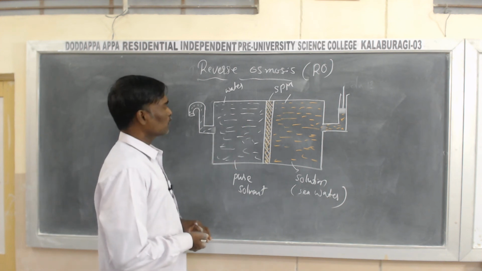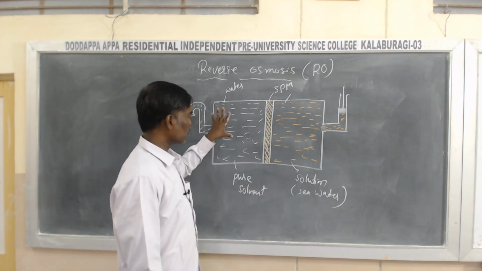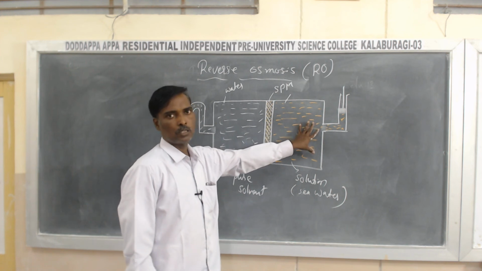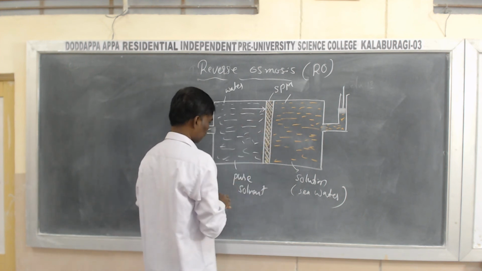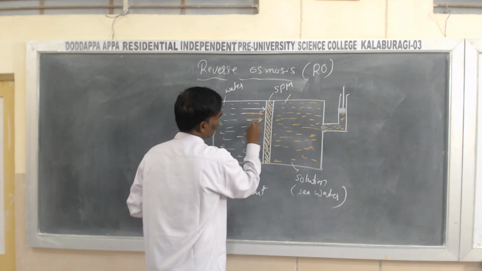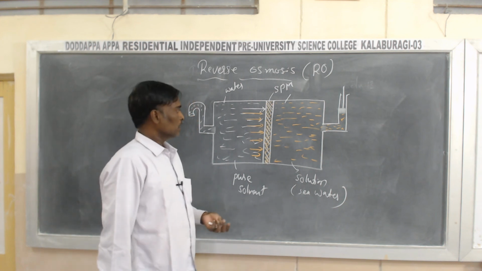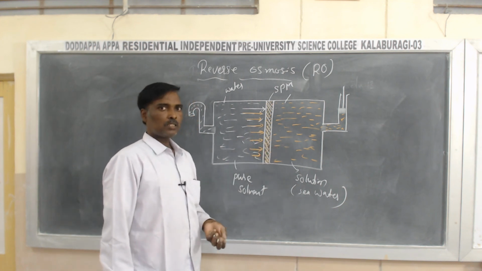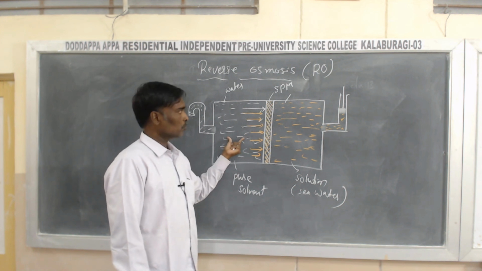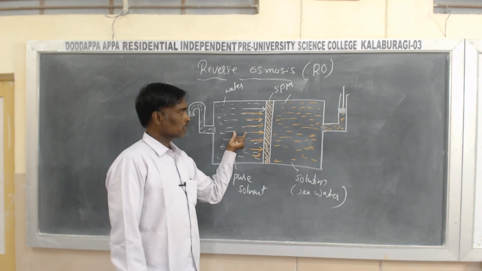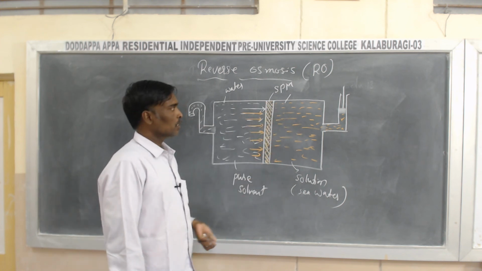So, we know osmosis. Osmosis means the flow of the solvent molecules from a low concentrated to a high concentrated solution. The movement of the solvent molecules takes place in this direction. So this is the movement of the solvent molecules, and that process is called osmosis. The movement of solvent molecules from low concentrated towards high concentrated through a semi-permeable membrane.